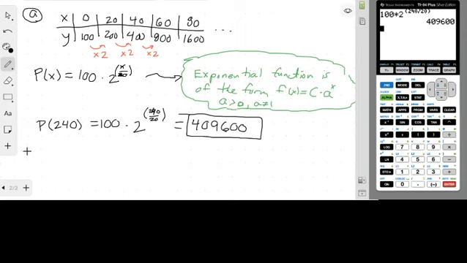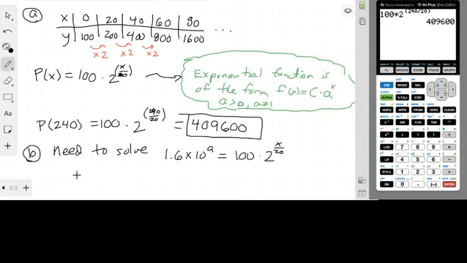Now, part B, we actually have to solve something. We need to solve for x, right? So 1.6 billion is 1.6 times 10 to the 9 power. That's in scientific notation. We need to see when this is equal to 100 times 2 to the x over 20.